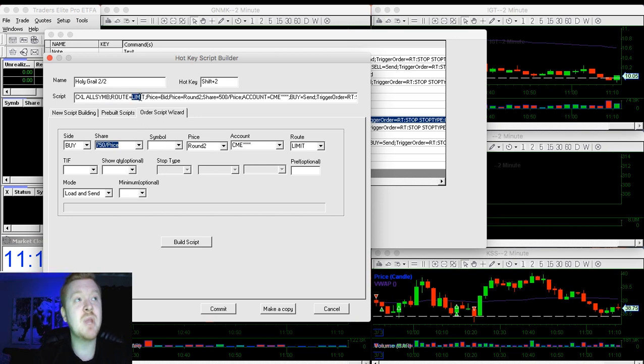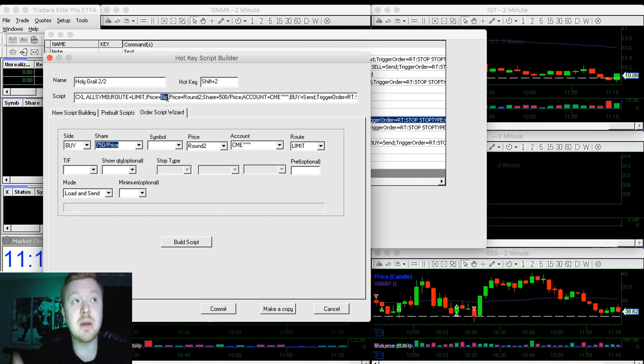Route is limit. You guys can do market. You can do limit. This is how I have it set up. I have my hotkey right now set up for limit bid. You can do limit last price. You can do limit ask price. You can do market. But I wanted to get in on the bid when I'm buying the stock. So that's what I had set, limit bid.